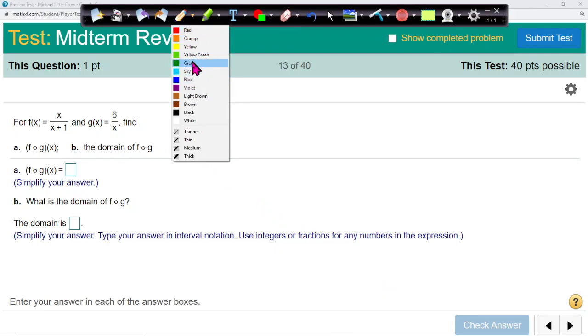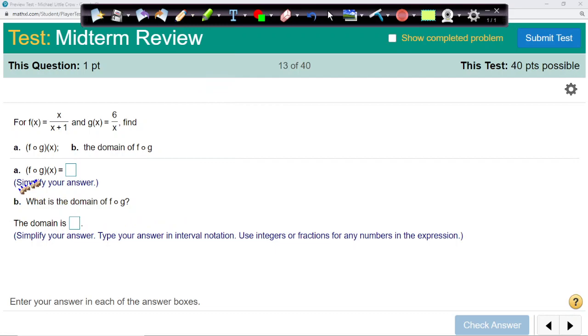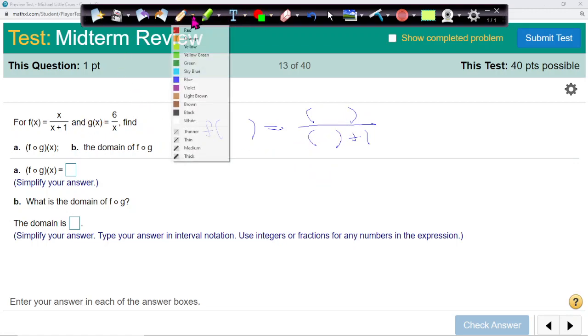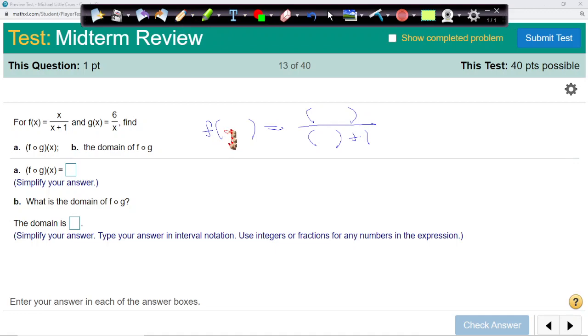So we're doing F composite G. So we're going to take our f function, so that's f of g of x. We're going to take our f function, and everywhere we see an x, we're going to put a big parenthesis. So there's a parenthesis there divided by x plus 1. So just big parentheses. What goes in that parentheses? Well, g goes in that parentheses, g of x. And what is g of x? It's 6 over x.